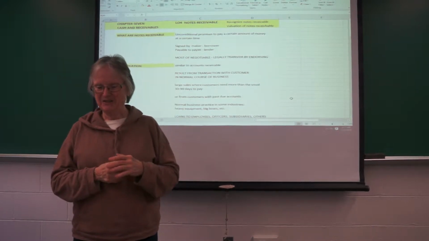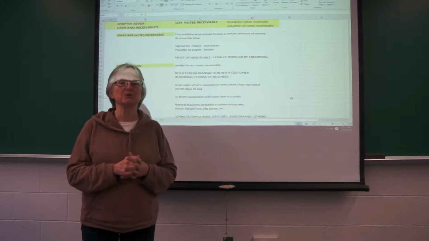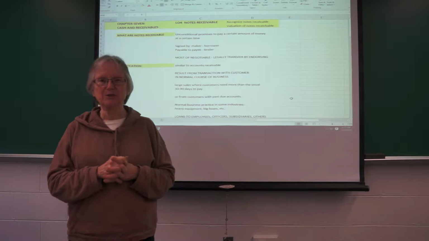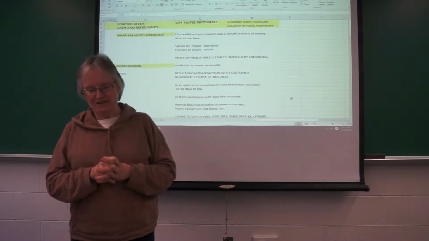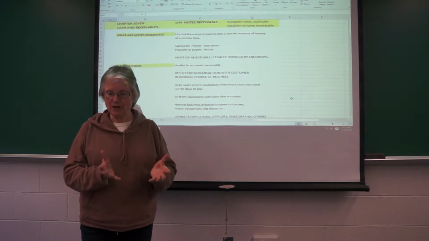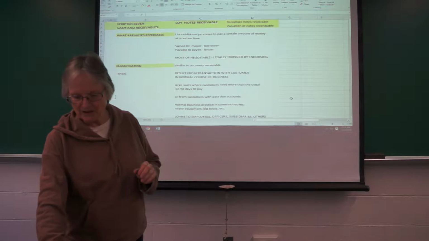Okay, they have the terminology. They are signed by the maker, who is the borrower. They are payable to the lender, who is the payee. Then they can be classified as trade or non-trade. We talked about that a little bit at the beginning.